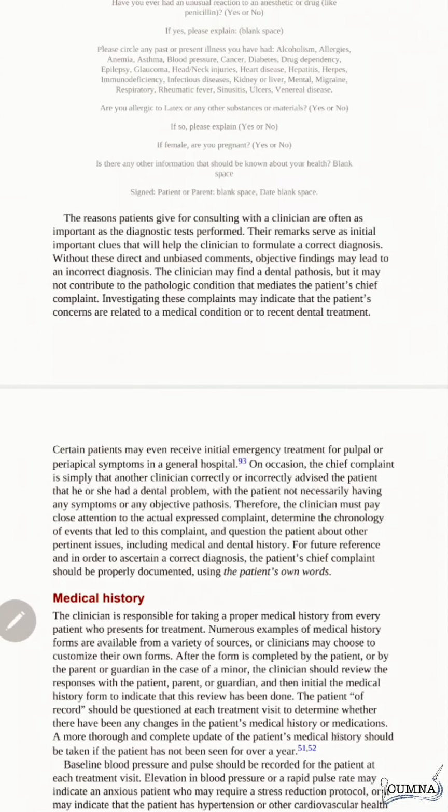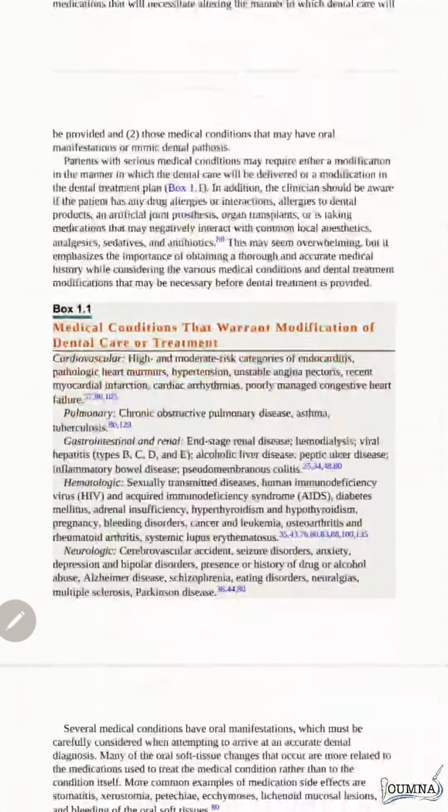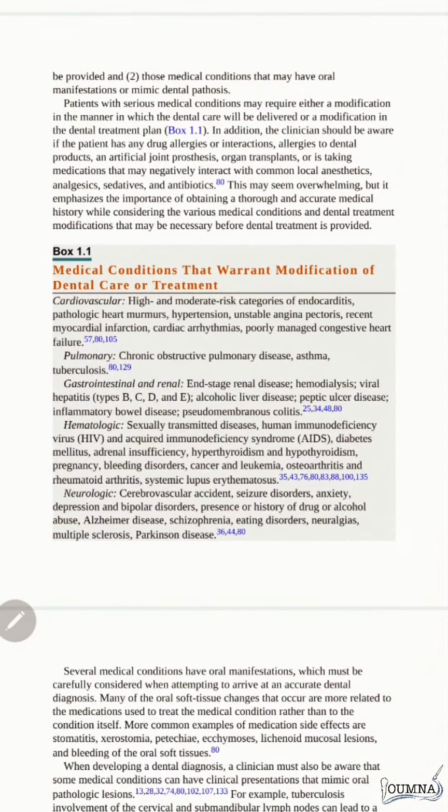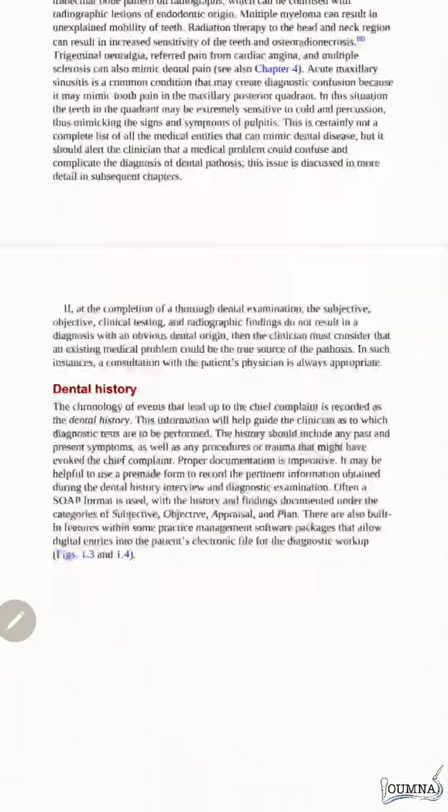Then we ask for the medical history, which is the medical conditions of the patient with all the possible diseases that he may have, like cardiovascular diseases, infarctions, hypertension, asthma, hepatitis, bleeding disorders, rheumatoid arthritis, and many others. These must be known by the doctor and be taken in perspective.